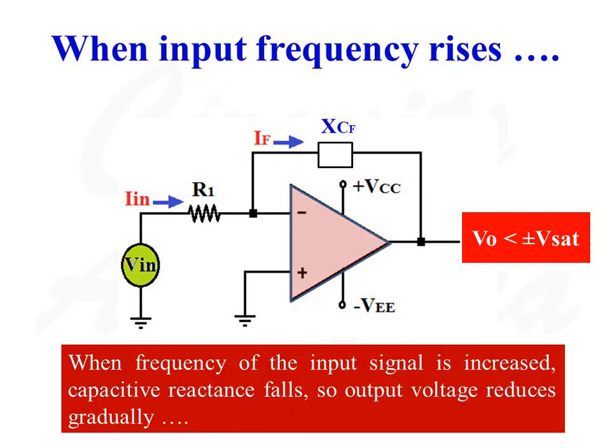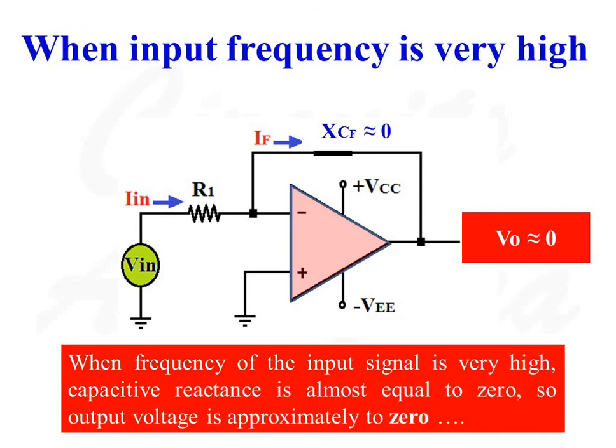When frequency of the input signal is increased, capacitive reactance falls. When frequency of the input signal is increased, capacitive reactance XCf falls, so output voltage reduces gradually. And when input frequency is very high, capacitive reactance acts as a short circuit, so output voltage becomes 0.